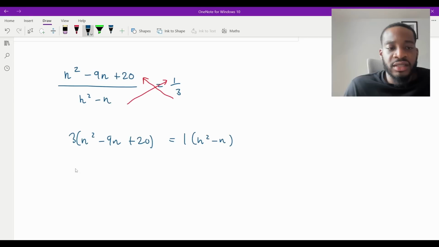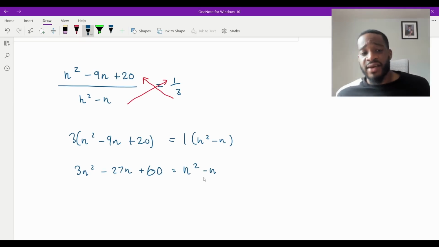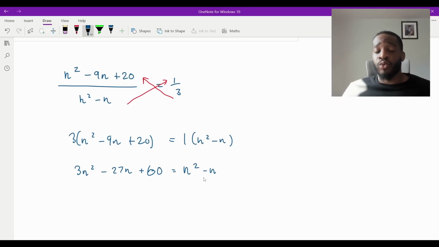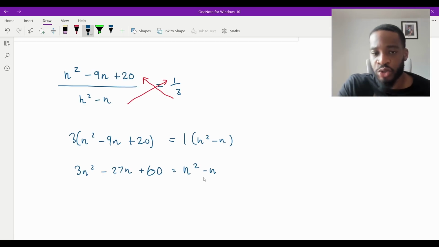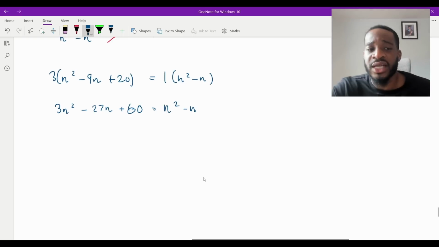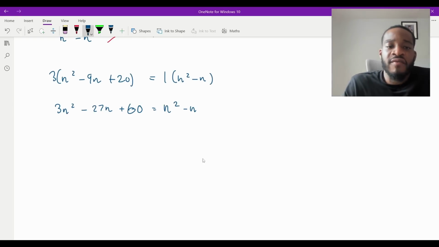Now let's expand the brackets. 3n squared minus 27n plus 60 is going to equal n squared take n. Now, what type of equation do we have here? It's a quadratic equation because the highest power of any variable is 2. So how do we solve quadratic equations? You move everything from one side to the other. You want to make one of the sides 0. Always choose the side with a positive n squared term to be the side that you move everything to. So I'm going to move everything from left to right.